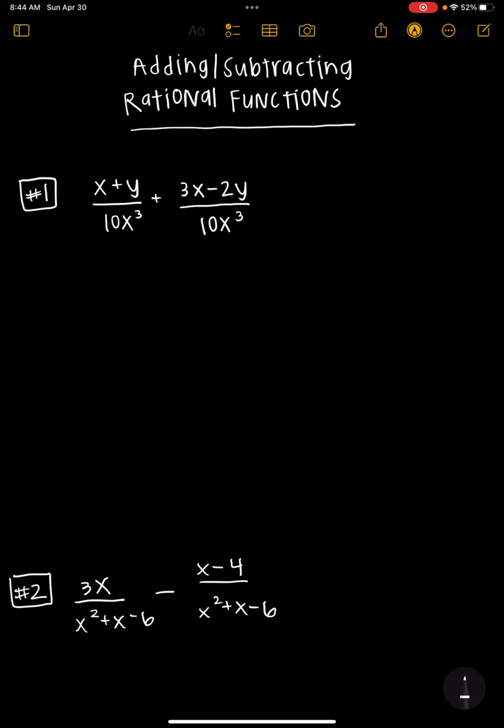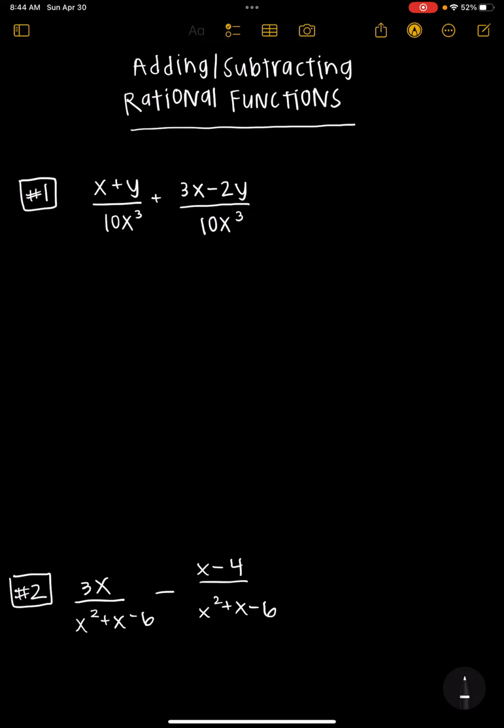In order to add and subtract fractions, as you might remember, you need to have common denominators, or they need to be the same. And so the first step and the biggest step is to make sure that you have common denominators. Once you have common denominators, then you can just add the tops. So let's start with this first example.